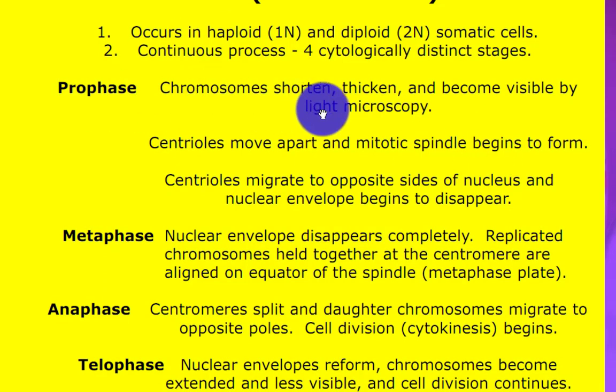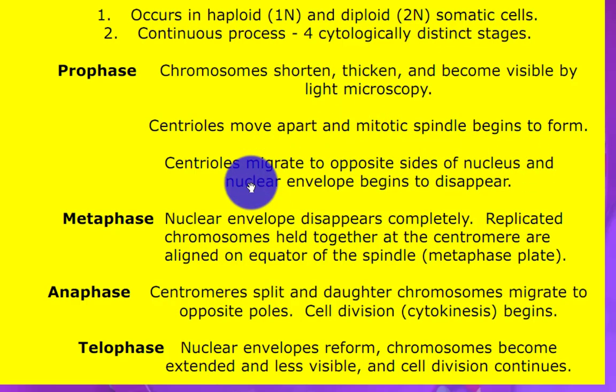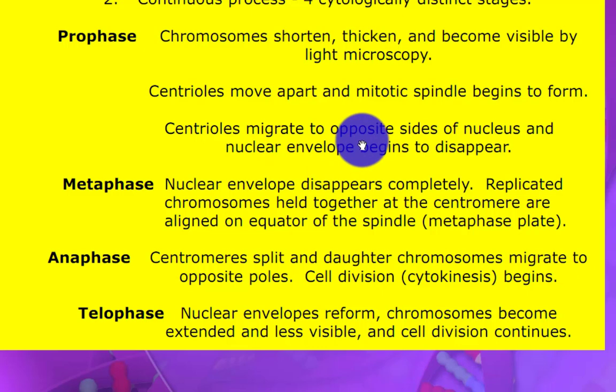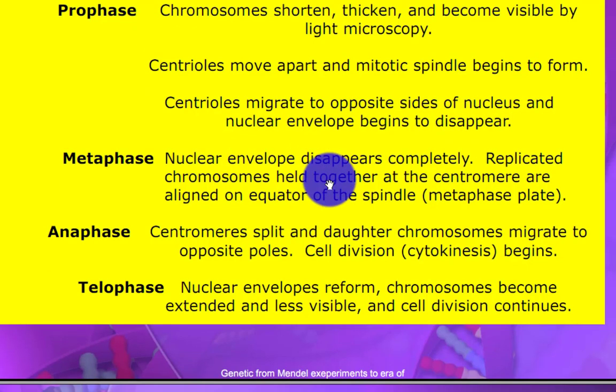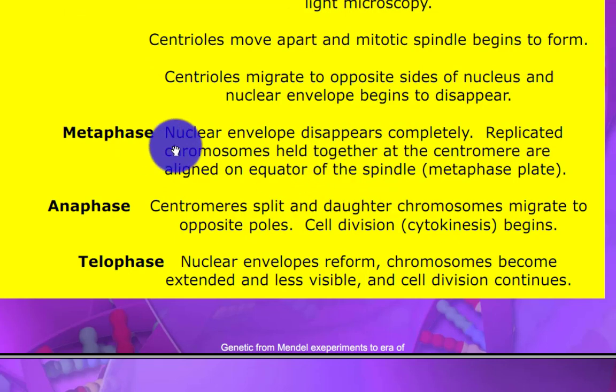Prophase: chromosomes shorten, thicken, and become visible by light microscope. In prophase, centrioles move apart and the mitotic spindle begins to form. Centrioles migrate to opposite sides of the nucleus and the nuclear envelope begins to disappear. Metaphase: the nuclear envelope disappears completely.